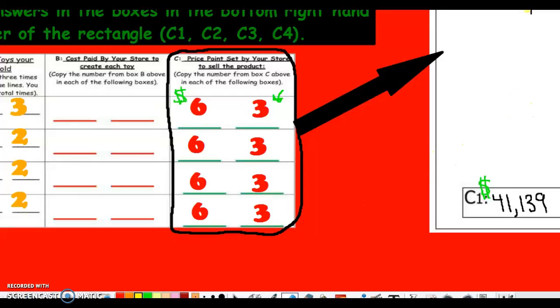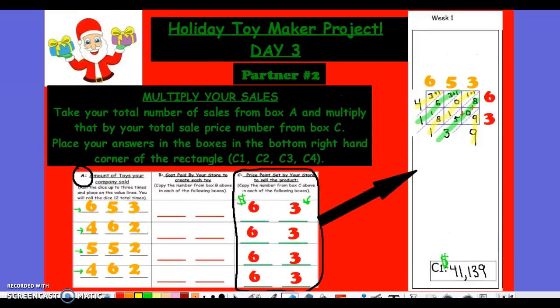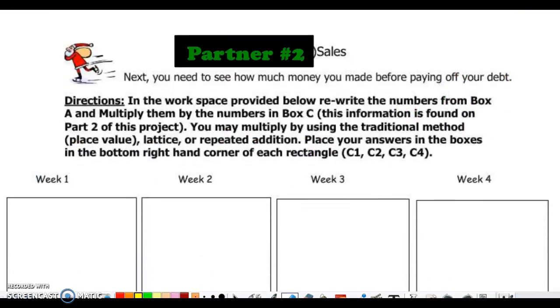As long as you and your partner have done a nice job, you'll be in good shape because the rubric is all about multiplying and multiplying correctly, because that is certainly a skill that we've learned so far this year. Just to review, you're taking the total number of sales from box A and multiplying that by your total sales price from box C. You'll need to refer to the part 1 and 2 paperwork to get that information, placing your answers to the multiplication questions that you've created in the bottom right-hand corner where it says C1, 2, 3, and 4. Here's a blow-up version, and this is what the worksheet actually looks like.